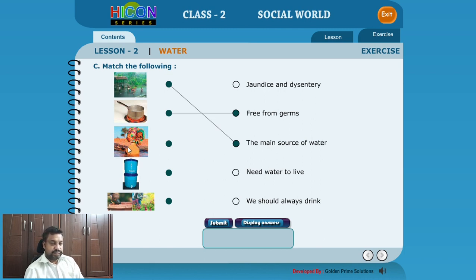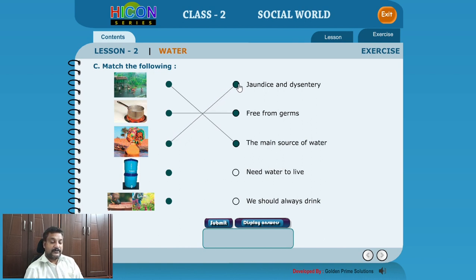In open water sources like lakes, rivers and ponds, the water may have bacteria and viruses which may cause diseases like jaundice, dysentery, diarrhea, isn't it? So what is the option given here? Yeah, the first one is jaundice and dysentery, isn't it? So we'll match it over here. Fine.